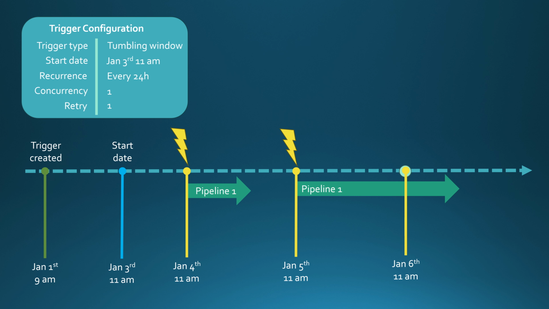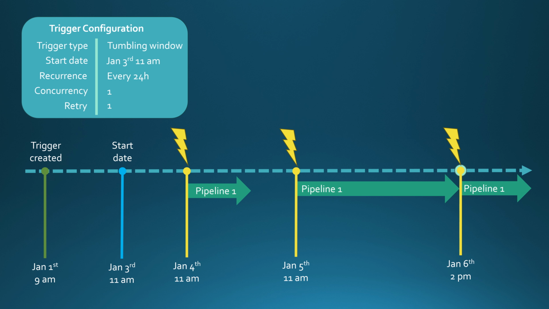And what happens now is that since we have defined the concurrency to be 1, we cannot start running the pipeline again with this trigger. So we move forward until the pipeline has finished, and after that we can trigger our tumbling window trigger again, and that will be now on January 6th at 2 p.m. and then the pipeline 1 will start running again.